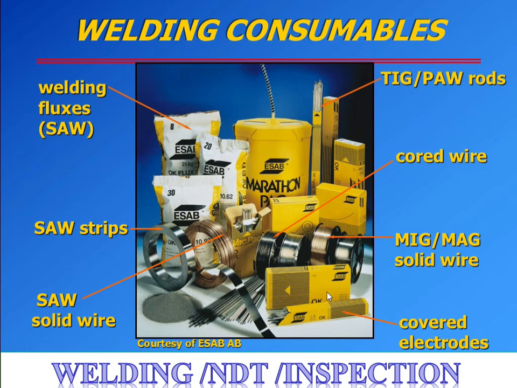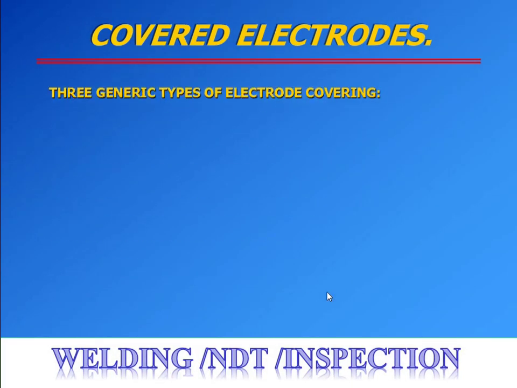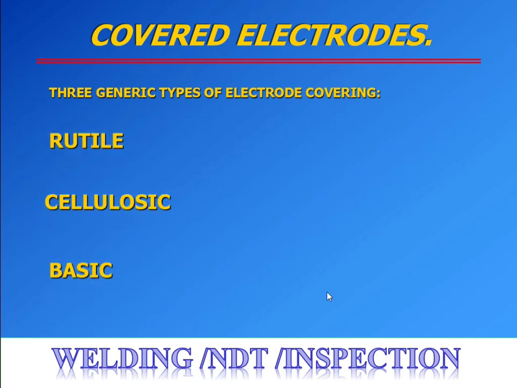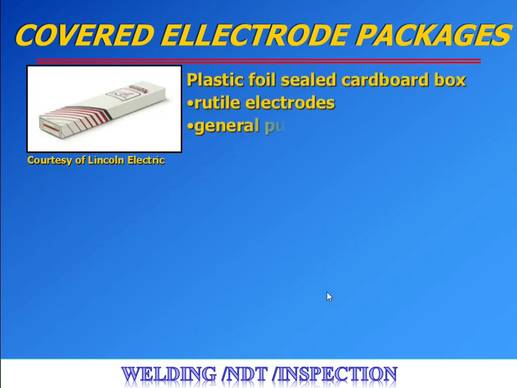Now three types of electrodes are generally here. One is rutile, two is cellulosic, and three is basic. The requirements for these three different types of electrode are different. So we know that every type of electrode has different requirement details. Now you see how it looks.